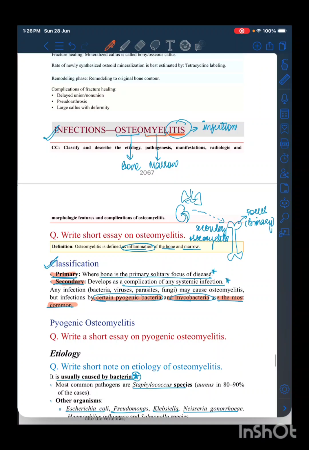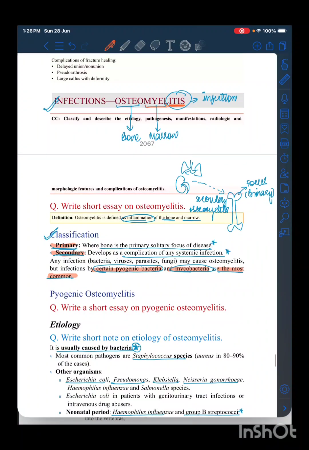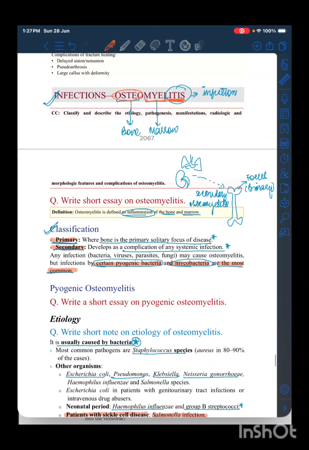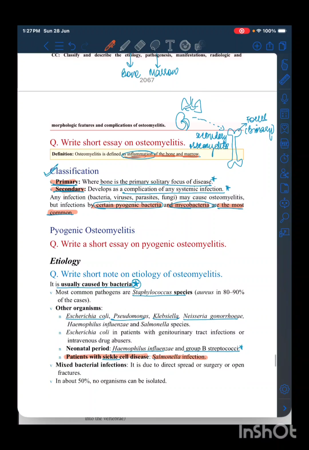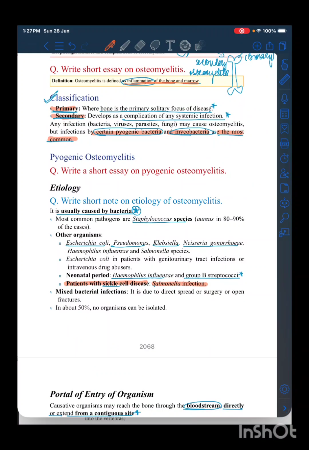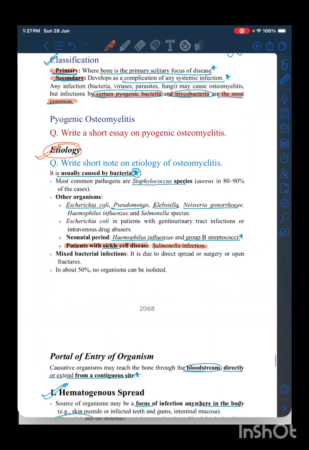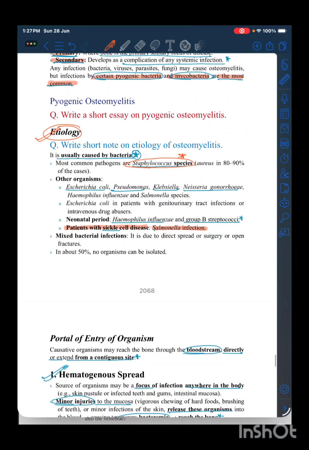So let's start. First is osteomyelitis. As we can see, osteo means bone, myel means marrow, and itis means inflammation. So it is inflammation of the bone and the marrow by any virus, fungi, or bacteria. First we will go to etiology. The most common cause is bacteria, Staph aureus, the most common in micro as well.